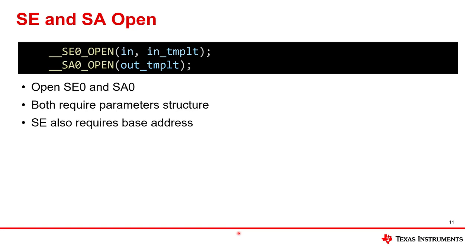Now that the SE and SA parameters are set, it is time to open them. In this case, SE0 and SA0 are the ones that are used. When you call them, they both use the parameter structure that has been configured. The SE also requires the base address, but for the SA, that happens later.